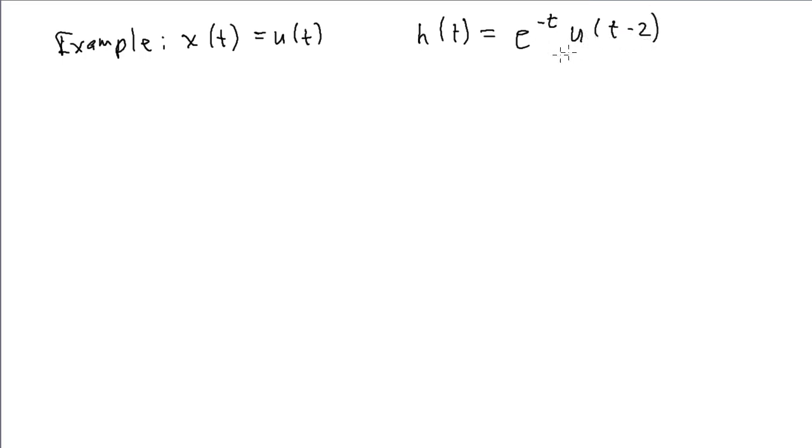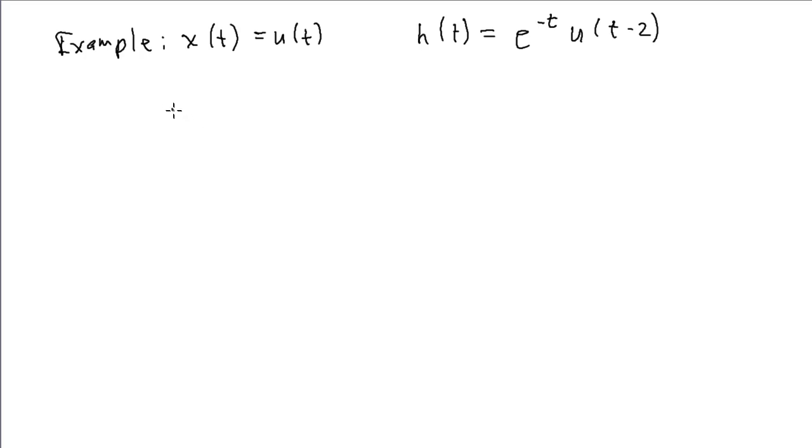This is actually a shifted function. It doesn't become non-zero until t is greater than 2, but it's not just a simple shifted version of e to the minus t u of t. I can rewrite it in a form so that it is a shifted version of a function that's in our convolution table.